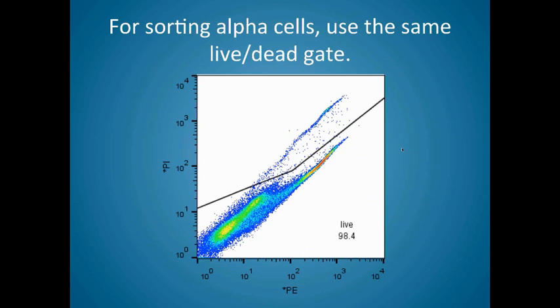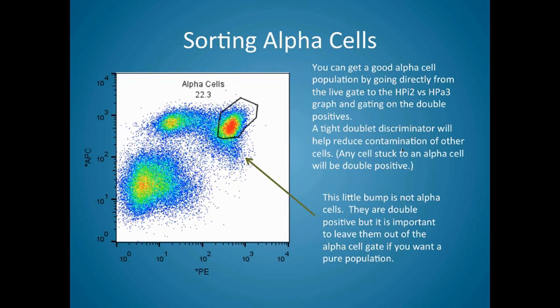And if you are interested in also sorting alpha cells, then you would use the same live dead gate and just gate on the double positives. For a really pure population, it's really important to make a tight gate, because otherwise you end up getting other endocrine cells included in your sort. So I think that sums it up.